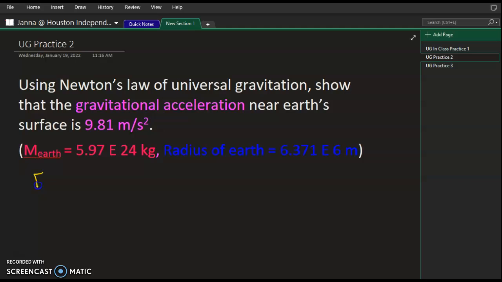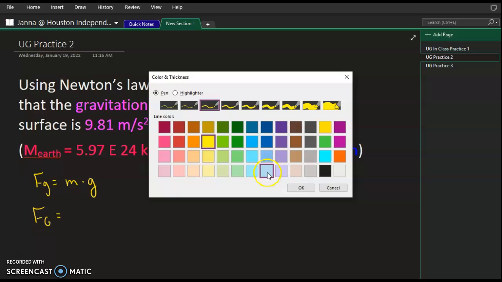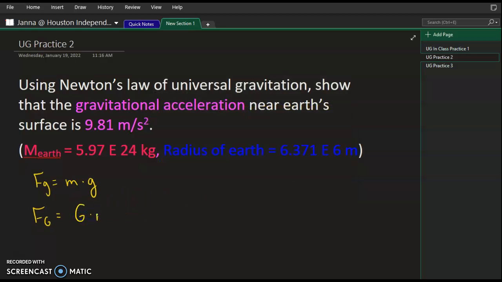To do this, we need to remember the fact that the weight of any object on the planet Earth is the force of gravity. It's the object's mass times g, and that universal gravitation also tells us the force of attraction between two objects. That's big G times mass 1, I'll call it M1, times the mass of the Earth divided by the distance between those objects squared.